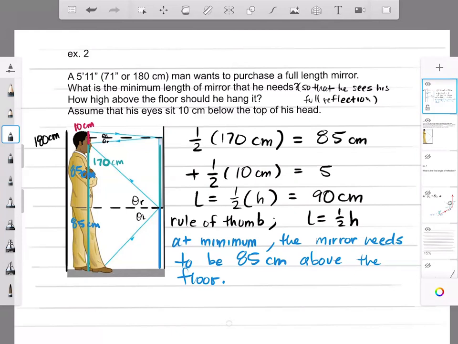So in general, if you wanted to apply this idea to any height, whatever your height is, half of that is going to have to be the length of the mirror. And then you have to have an idea of how far your eyes are from the top of your head. And then half of that is going to be also taken away from the full length of the mirror. And then that's how high you have to hang the mirror. So in this case, our mirror was 90 centimeters. Our distance between our eyes and the top of our head was 10 centimeters. And half of that was 5 centimeters. So we have to hang the mirror at 90 centimeters minus 5, which is 85.